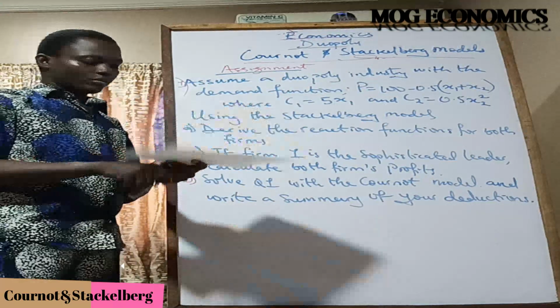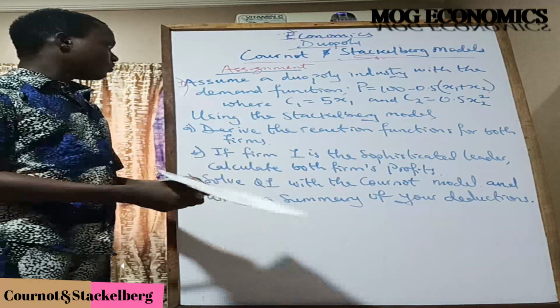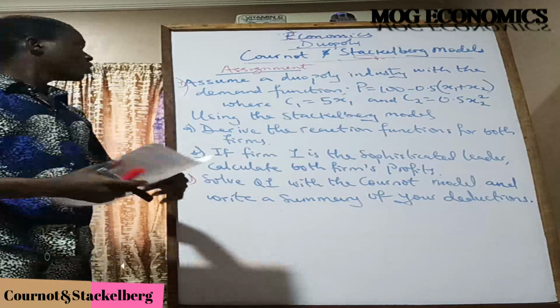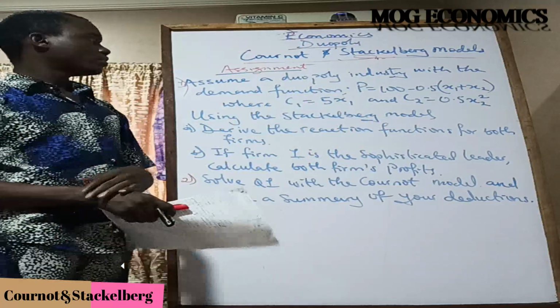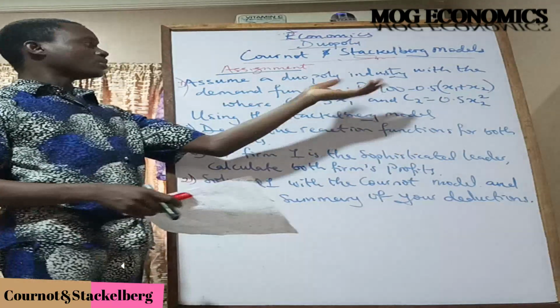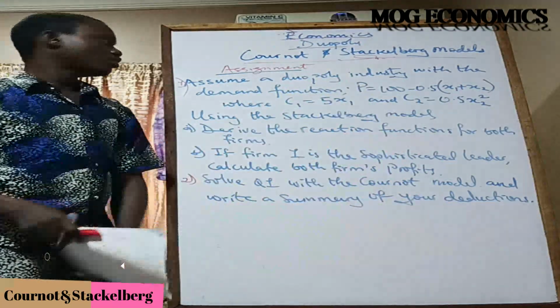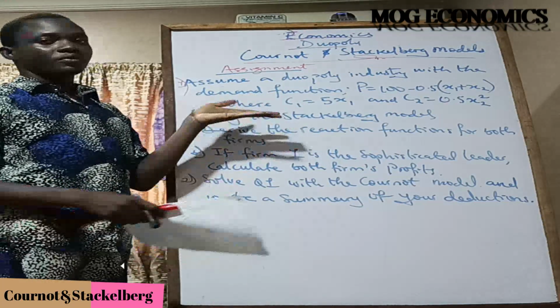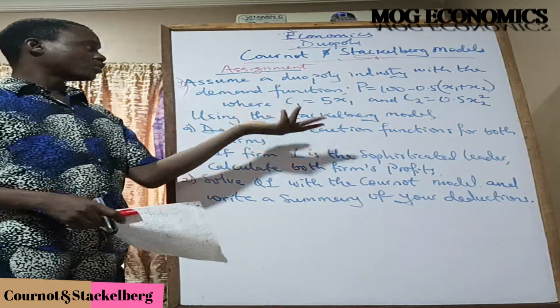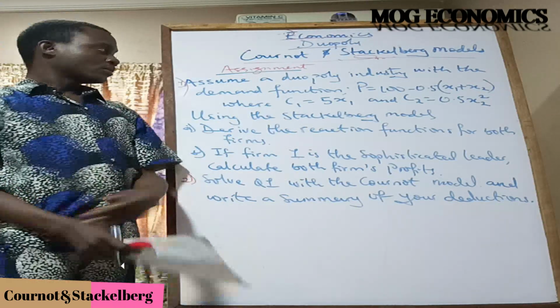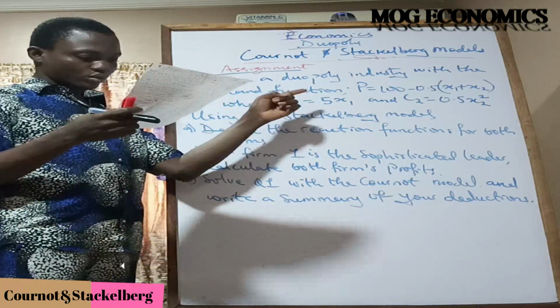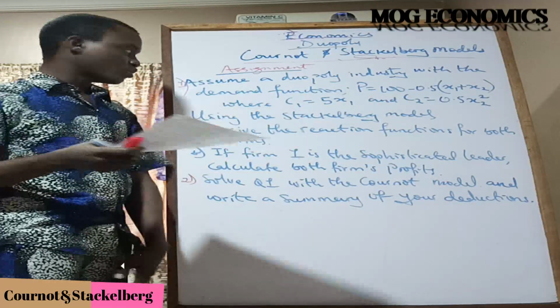It's one of the exam questions of a particular school. Now, assume a duopoly industry with the demand function P equals 100 - 0.5X. So the quantities are represented with X here, not just Q. The total cost function of the first firm is 5x1, and for the second firm it is 0.5x2 squared. So this one is just 5x1, there is no square. This one is 0.5x2 squared.